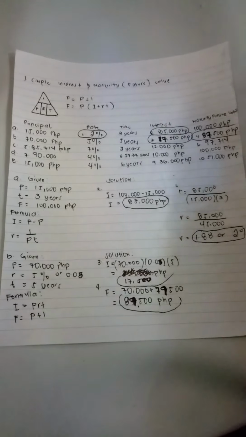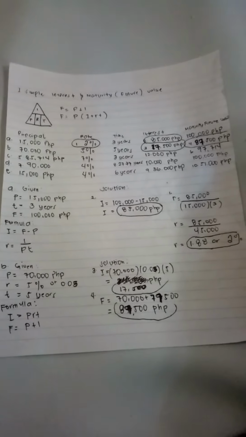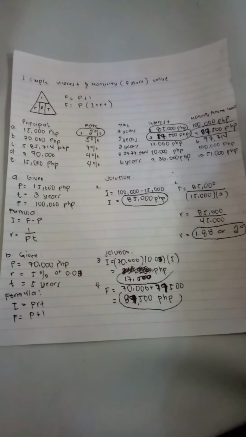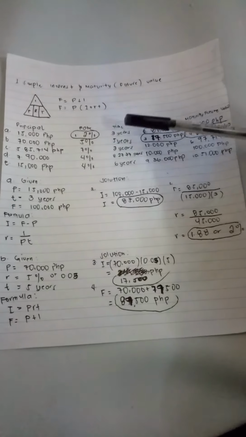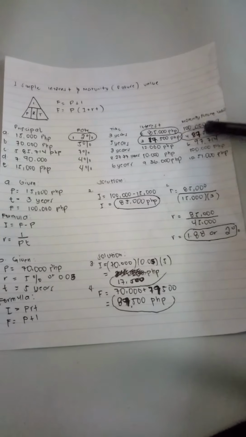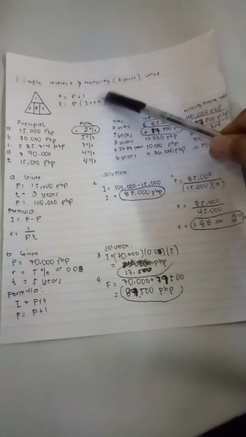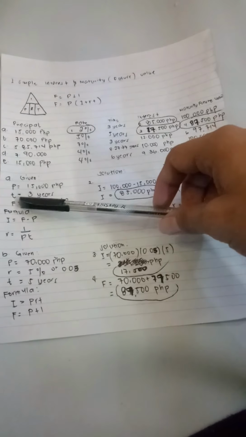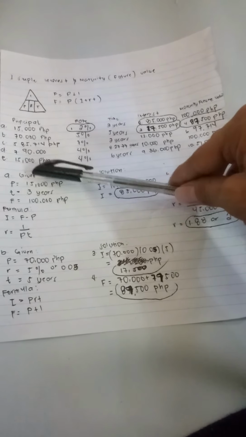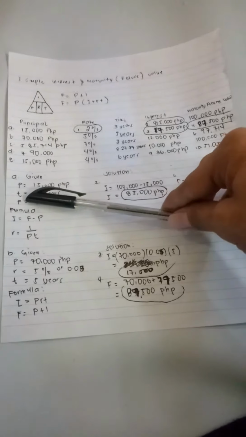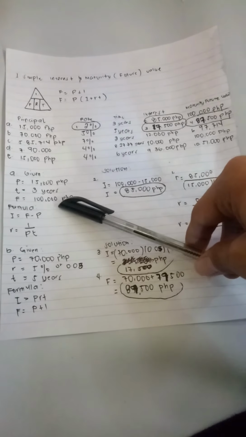Papakita ko lang po kung paano makuha yung simple interest and maturity future value. Kung nakikita ninyo po, meron po tayong isang table. Meron pong principal, rate, time, interest, and maturity future value. For the given po, meron po tayong principal, time, and maturity future value. For the principal, meron po tayong 15,000. The time is 3 years. For the maturity future value is 100,000.